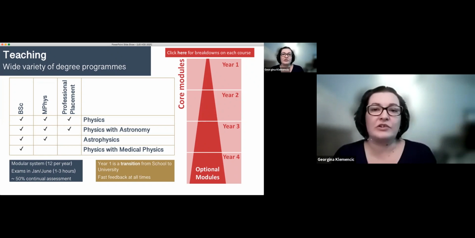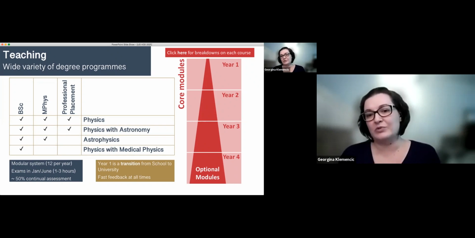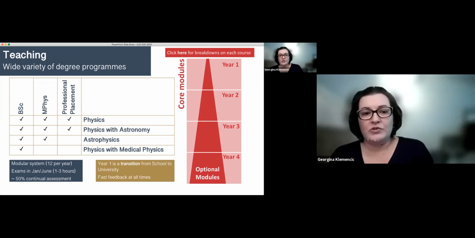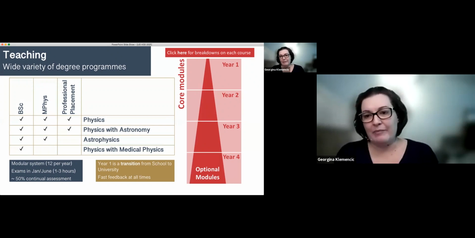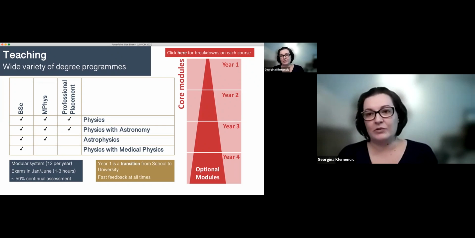But the way the degree is structured, you will make more and more choices about which modules you take as you progress through the course. And this is really a deliberate thing, because in year 1, we are trying to make sure that everyone has the same foundational knowledge of physics to enable them to start taking on more and more complex material in years 2 and 3 and 4. We need to make sure that the core concepts are all there and everyone is on the same page.